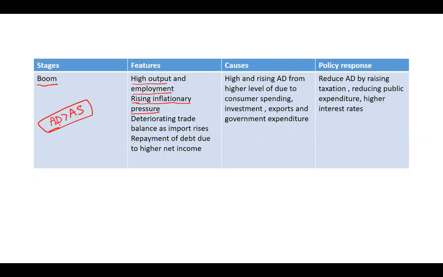And similarly, it results in a negative trade balance as imports increase due to higher demand. If the people have high income levels, then they demand more imported goods, and it results in an imbalance between imports and exports, with imports increasing as compared to exports. And this is a situation of a deficit in the balance of trade. But this comes with an important feature, that is the repayment of debt due to higher net income, because it results in a budget surplus for the government.